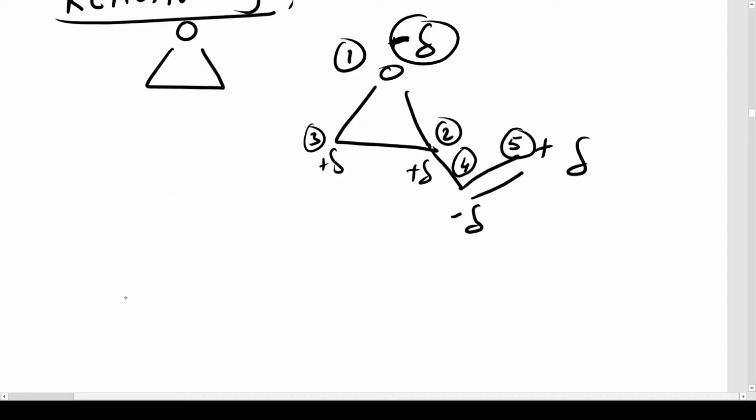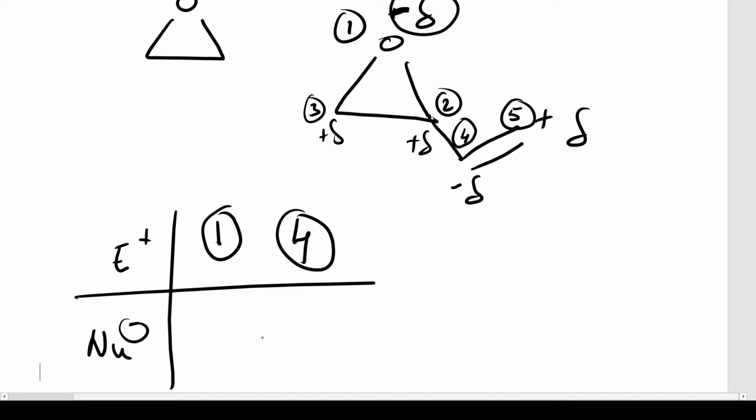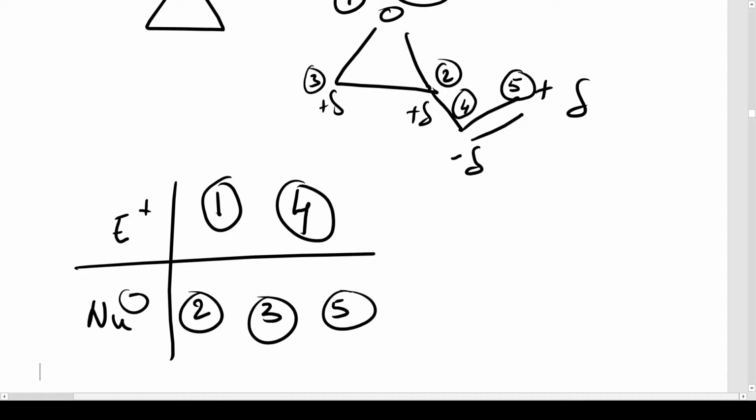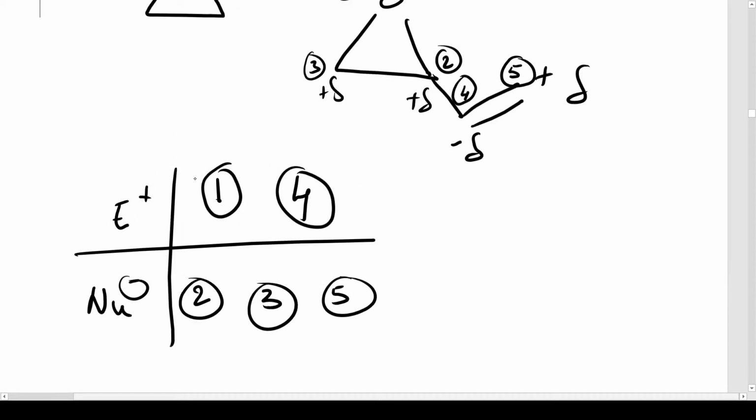Okay? So you can add an electrophile at position 1 and position 4, because it's electron rich. Okay? So the nucleophile could attack at position 2, 3, or 5. So, addition.